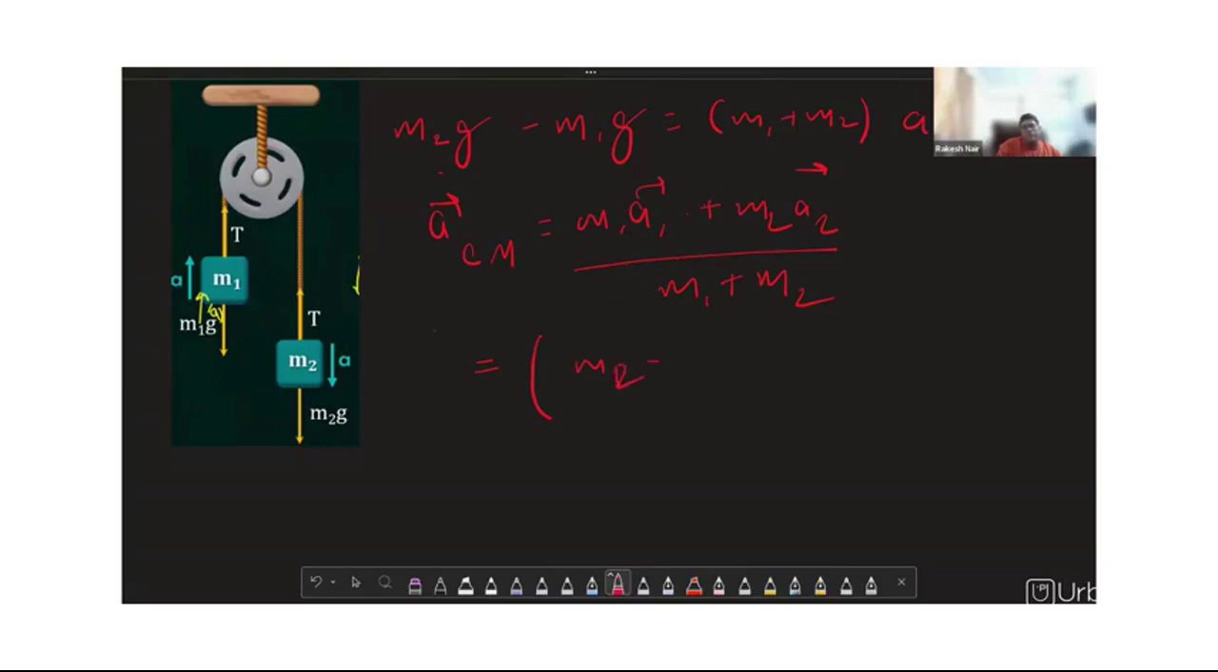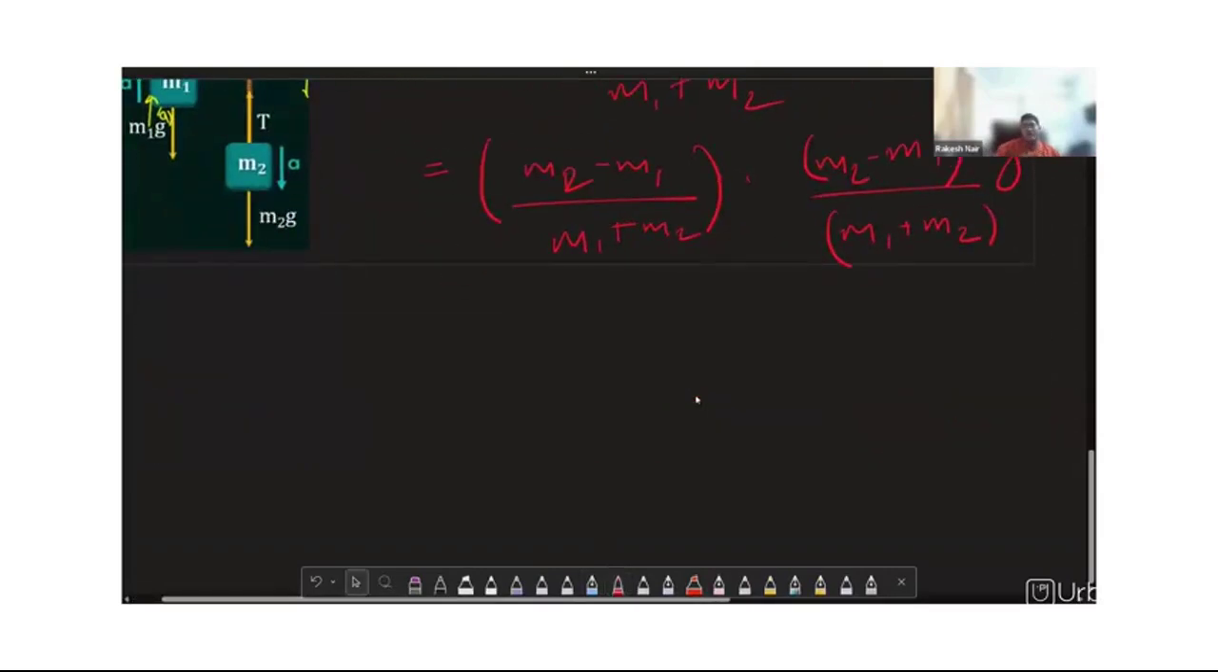M2, sorry, minus M1 upon M1 plus M2, times (M2 minus M1) upon (M1 plus M2), times g. And this derivation has been performed in the previous classes. So one must join the sessions to learn the key derivations, which are very important. Derivations mean concepts and concepts mean understanding, which is of utmost priority here.